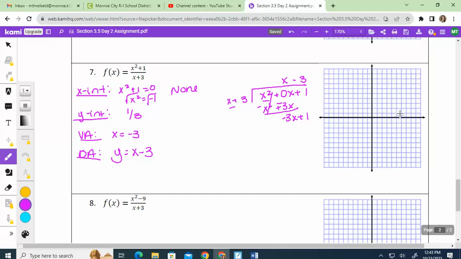We don't hit the x-axis. The y at 1/3. Vertical negative 3. Oblique, it's just the line, y-intercept of negative 3. Slope is 1.